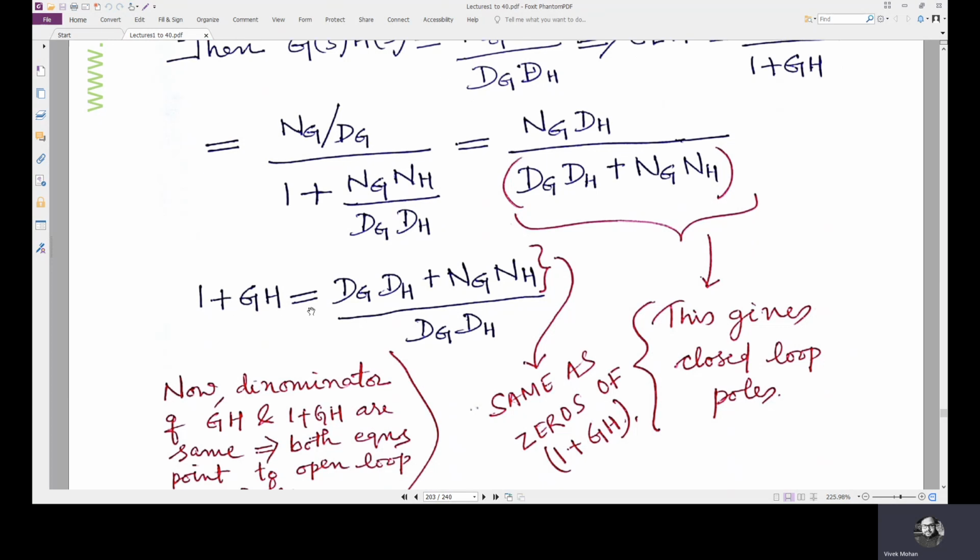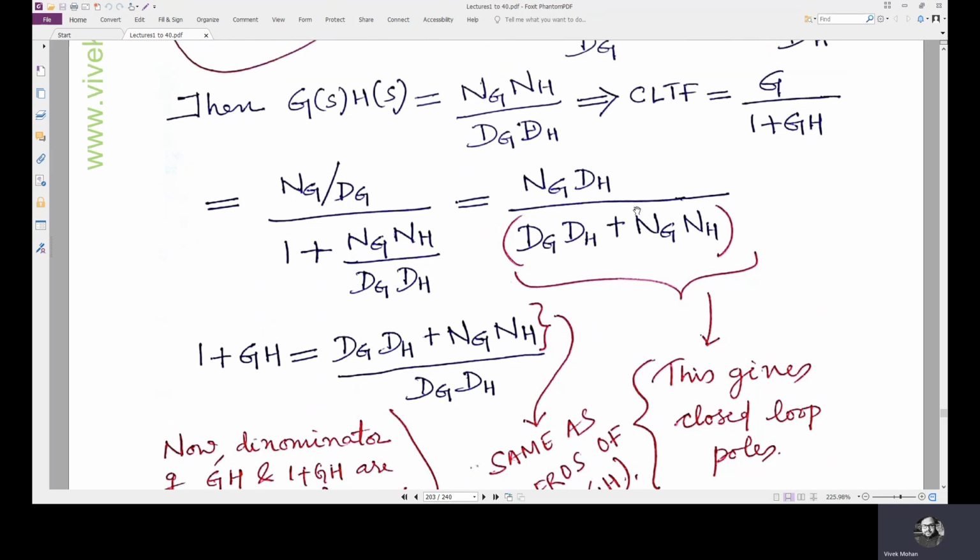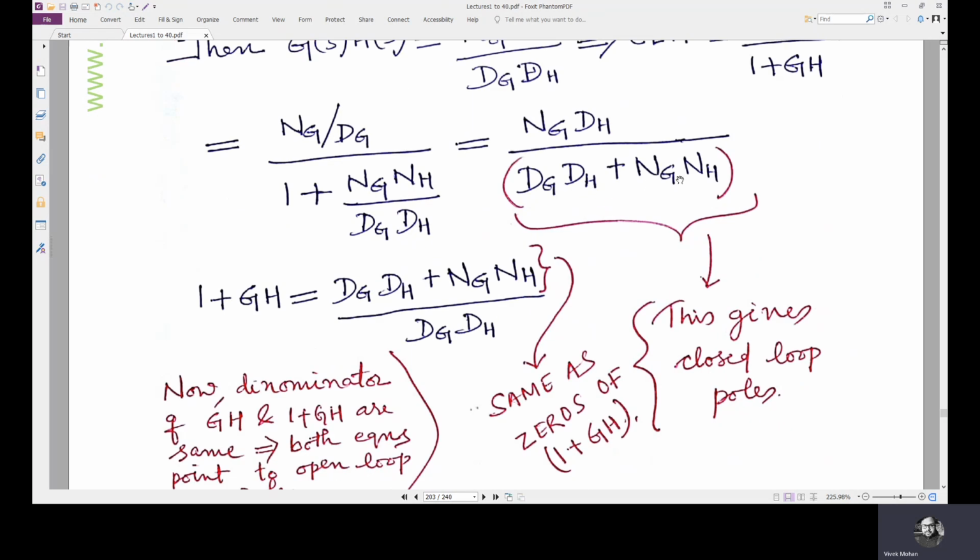So 1 plus GH equals DG DH plus NG NH divided by DG DH. So how will you find the zeros of this 1 plus GH? If the numerator is equated to 0, that is DG DH plus NG NH equals 0, and if you solve it, you will get the zeros of 1 plus GH. And you can see that to get the closed loop poles, you equate the same expression to 0, DG DH plus NG NH. So this gives the zeros of 1 plus GH as well as the closed loop poles, or the poles of the closed loop transfer function.